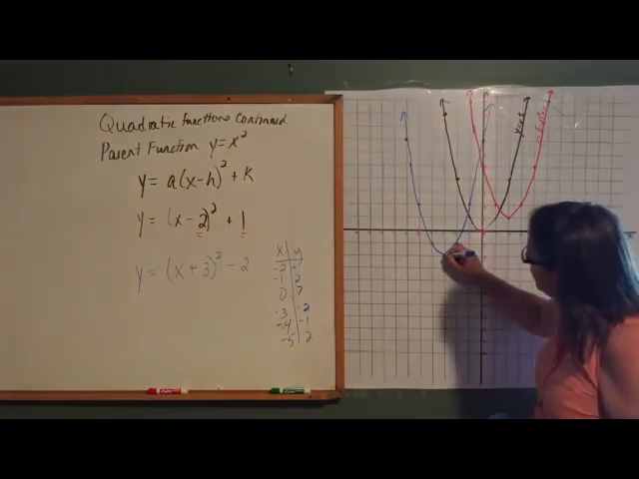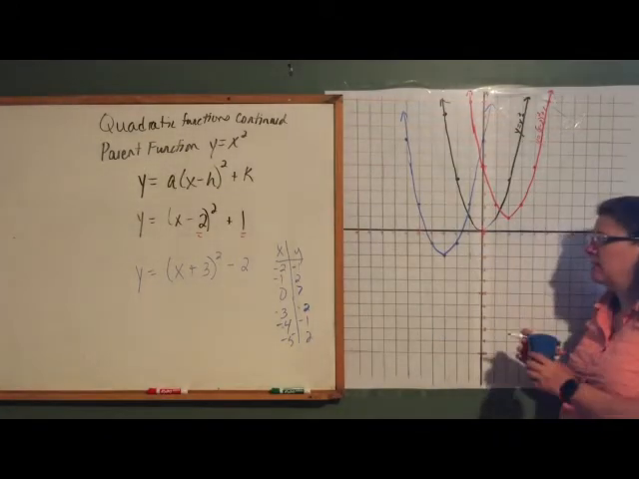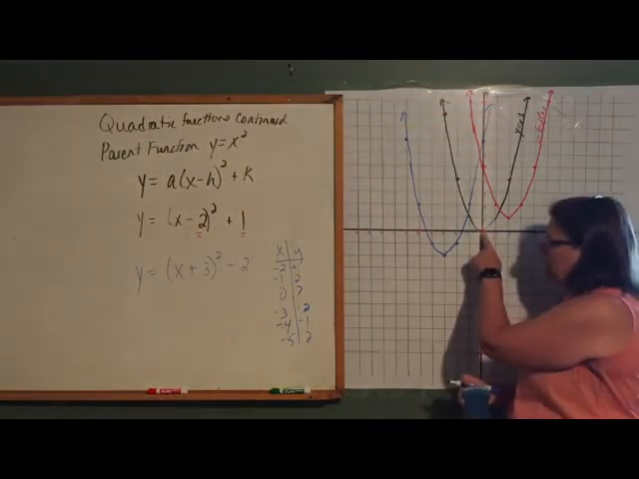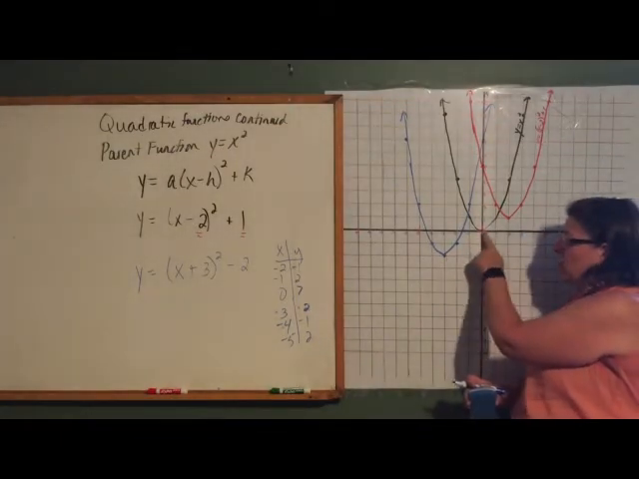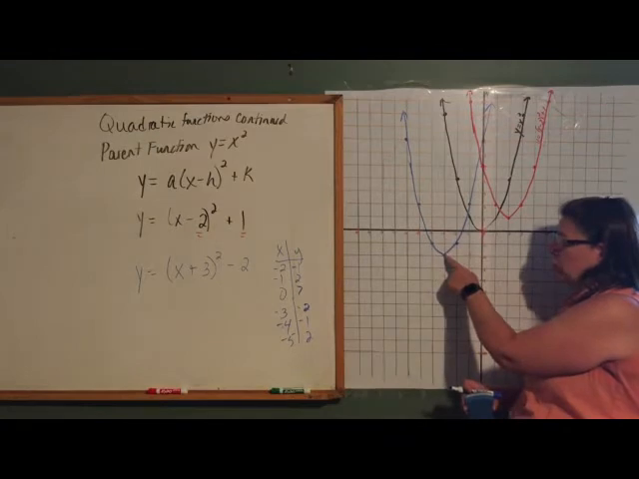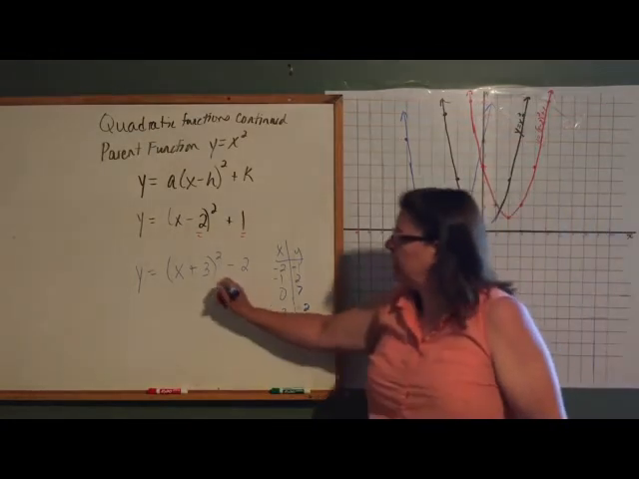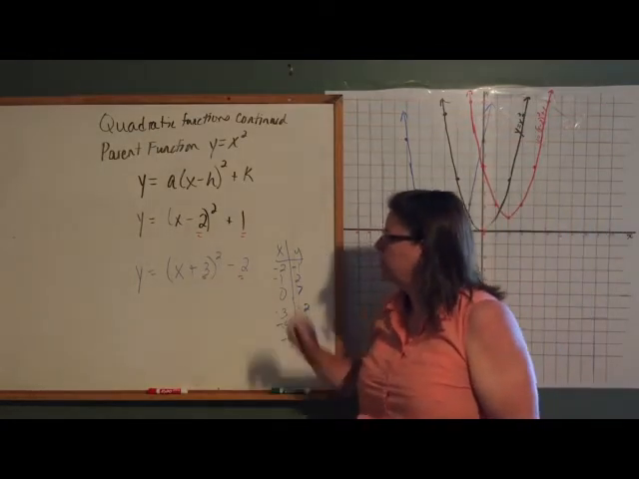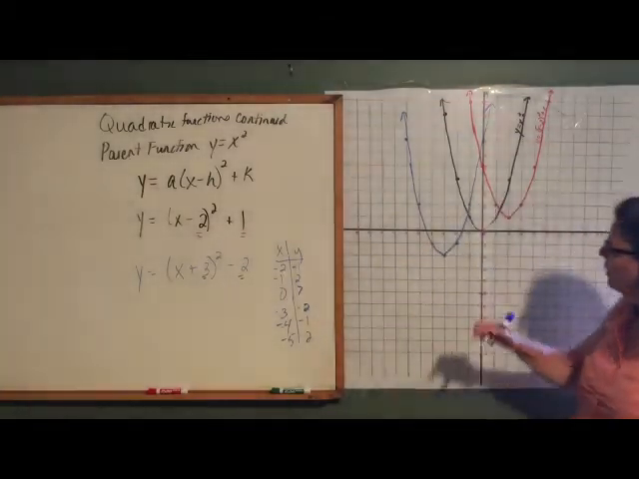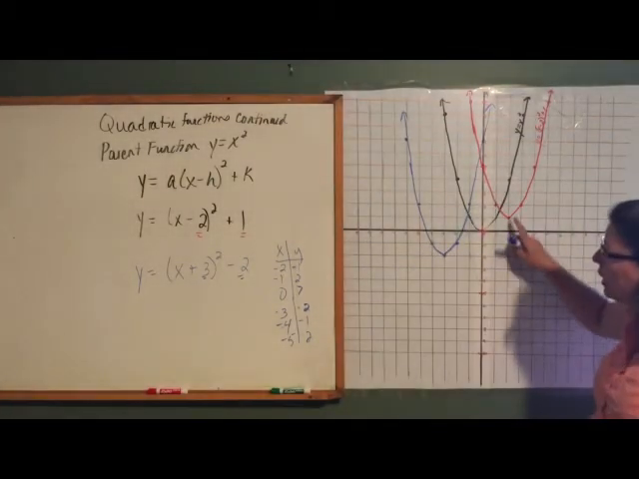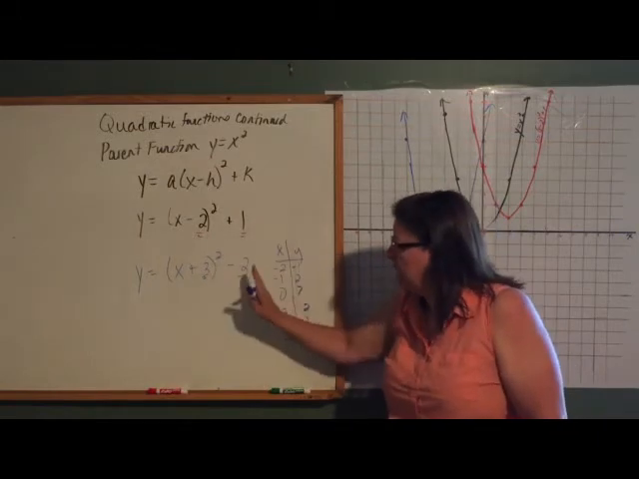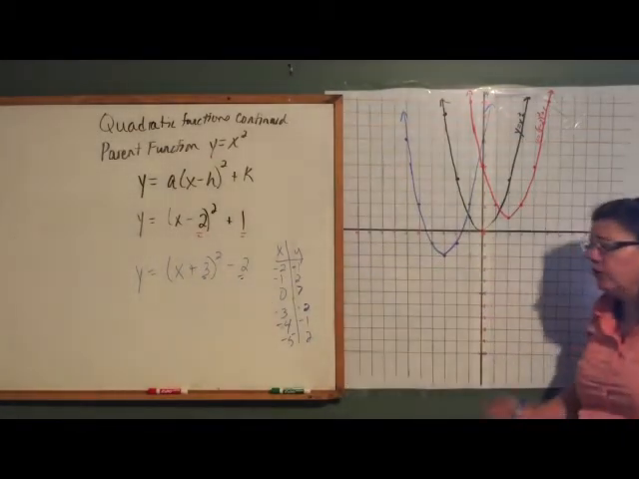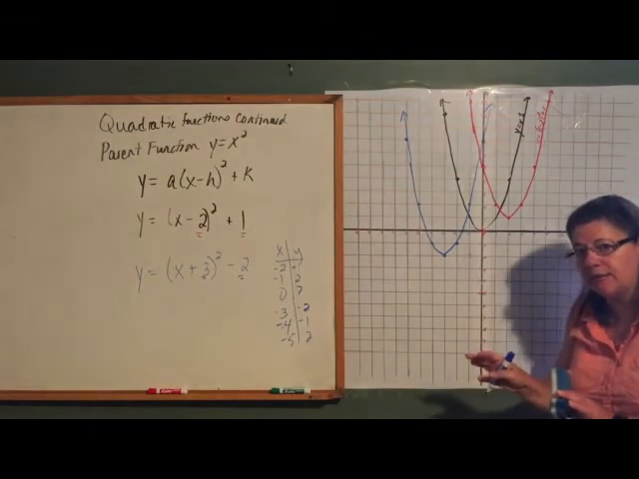Look at where the vertex is. That is the important thing. It looks like our vertex, the original in the parent function, was at 0, 0, but this new vertex, we're going left 3, down 2. Now before, this one went right 2, up 1. This one went left 3, down 2. There's a connection here that we need to make, okay?